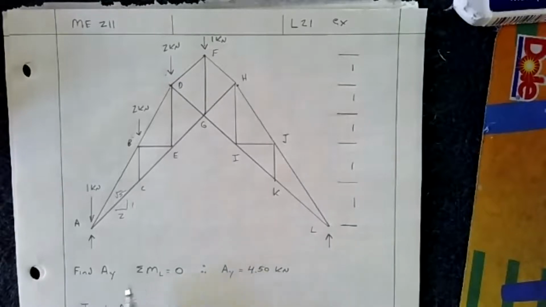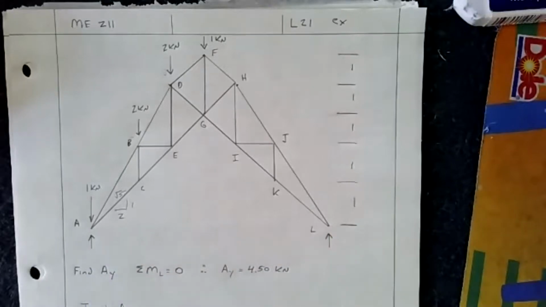Now, when we look at this truss, we can find AY by summing the moments about L. And that's an easy process. I'm not going to do it for you, but if you do that, you find that AY is 4.5 kilonewtons. And so out of a total of 5, that means you only have 0.5 on the other side. So the majority of the load is at A.